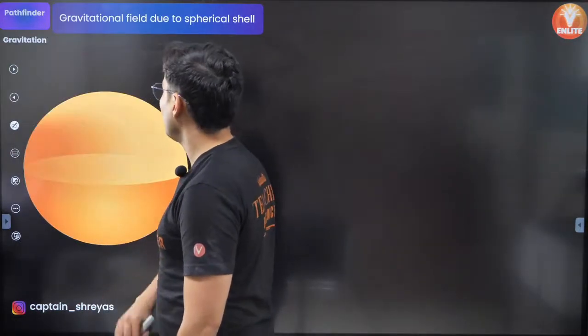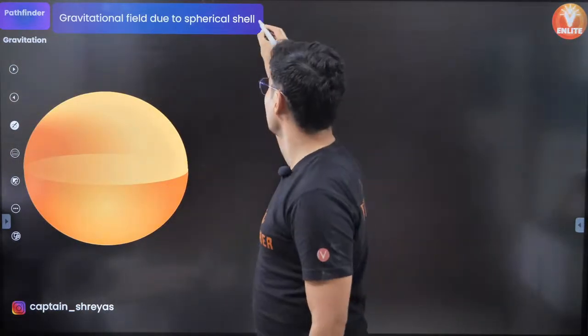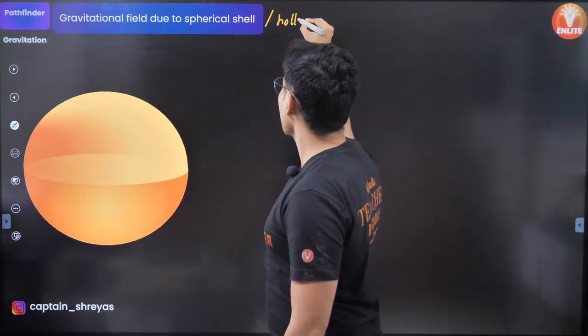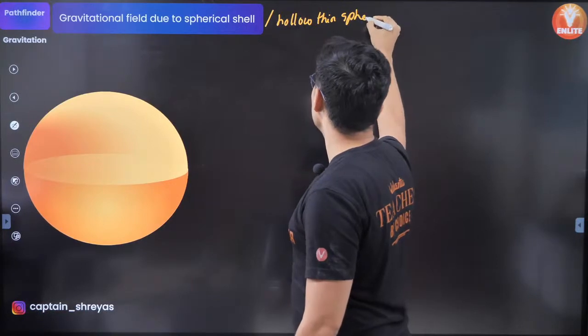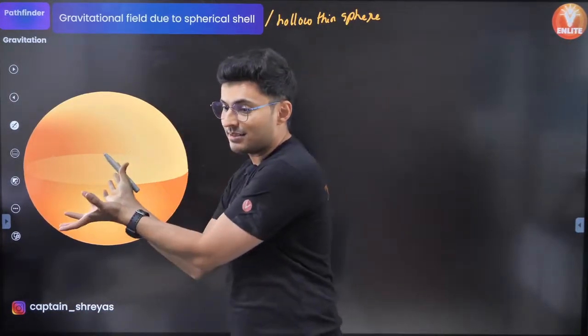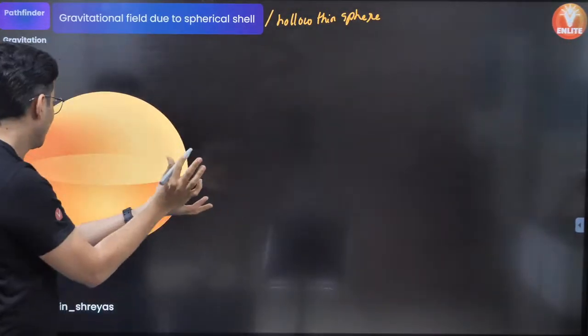All right. So what do we have for a shell? Shell means hollow, thin sphere. It's empty. It's completely empty inside. Keep this in mind.